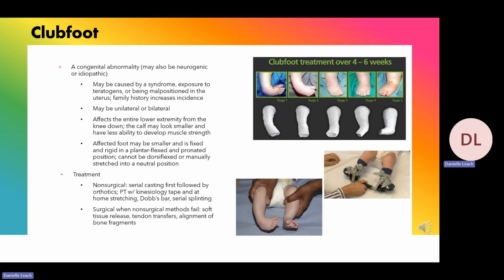There are surgical treatments when the non-surgical methods fail. So if they've tried the serial casting and maybe some of these other ones as well, and the clubfoot is not corrected, they could move to surgery, where they could be doing things like soft tissue release. Typically, the Achilles tendon is very tight, so they could be releasing that. They can do tendon transfers, where basically they're moving the insertion spot of different tendons to different areas to help make them not as tight. Releasing tight muscles and aligning bone fragments that may be misaligned.